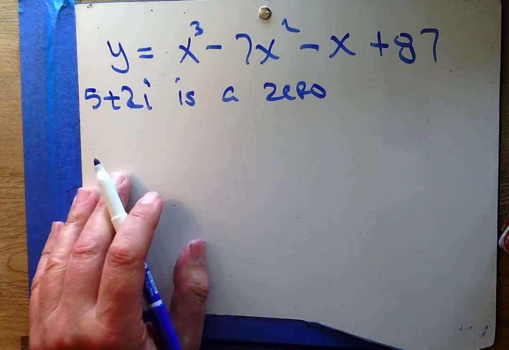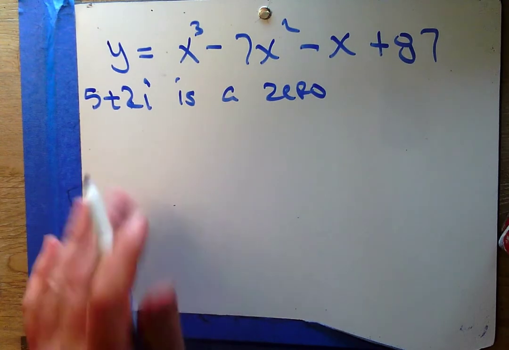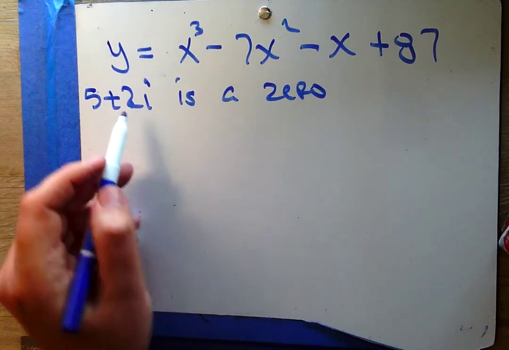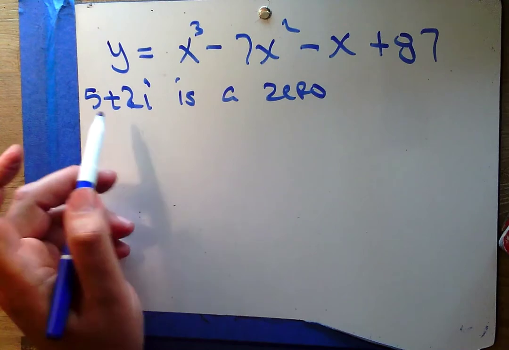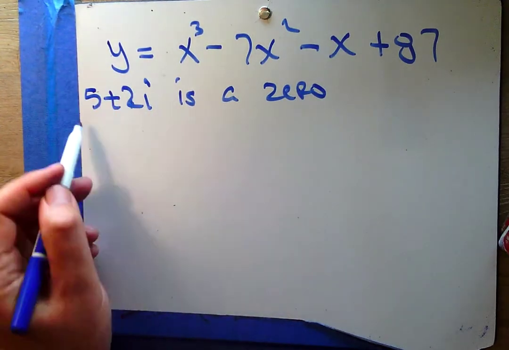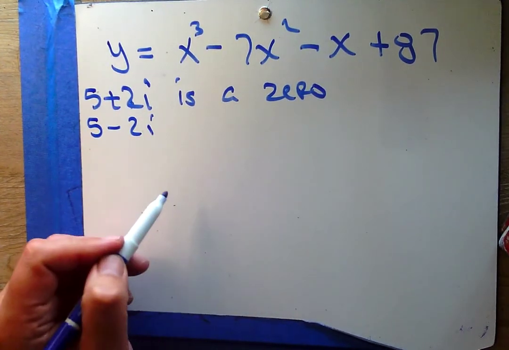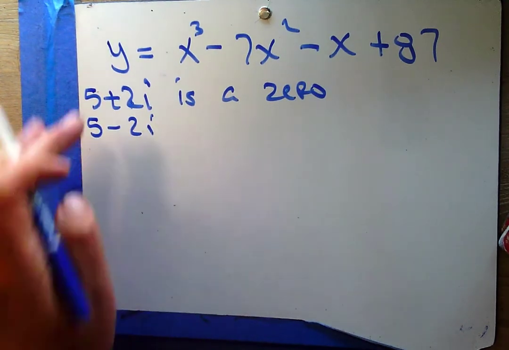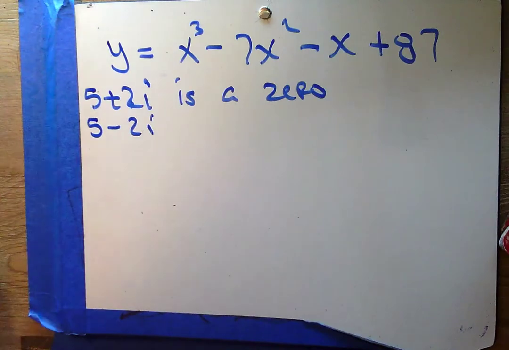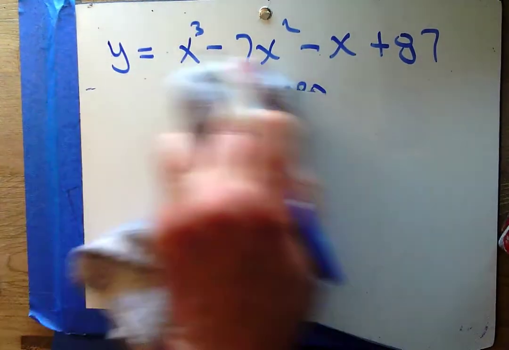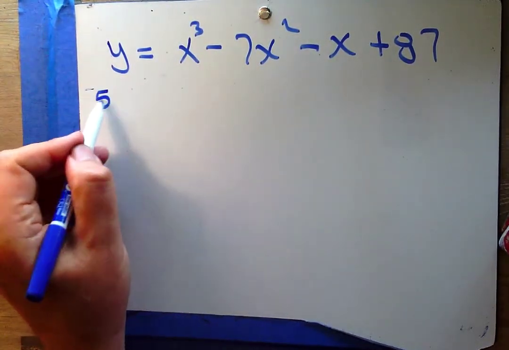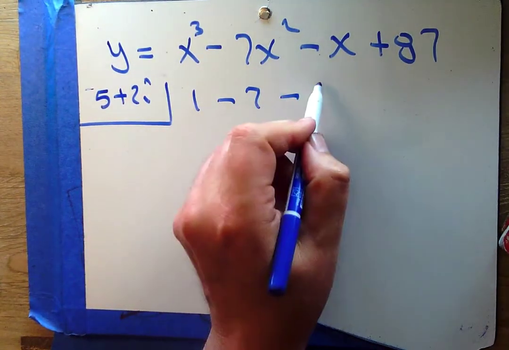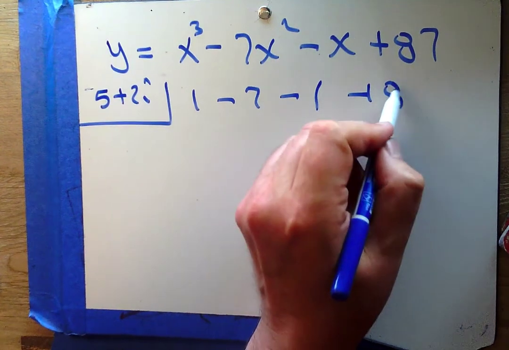well, we can do this one of two ways. You tell me which you like better, okay? We know that these roots always travel in complex conjugate pairs. So if this is a 0, we also know that this is a 0, okay? This is one way to think about this problem. I've got two things that I can divide into this. So let's go. Come on, synthetic division. 5 plus 2i into 1 minus 7 minus 1 plus 87.